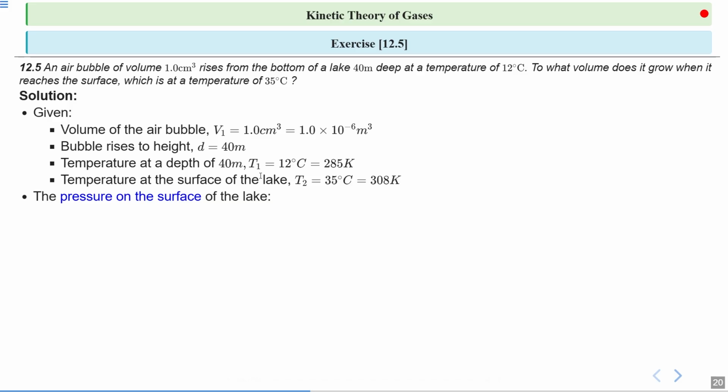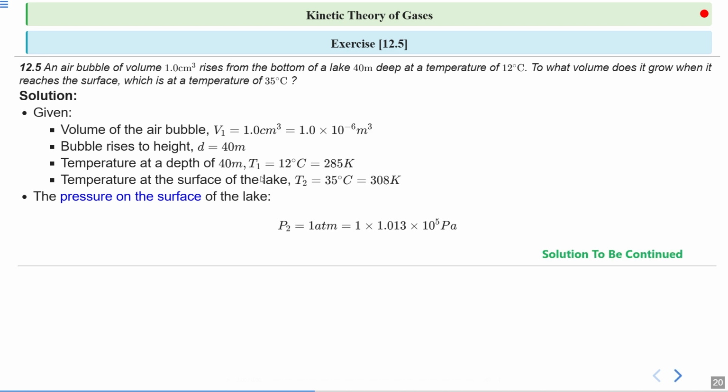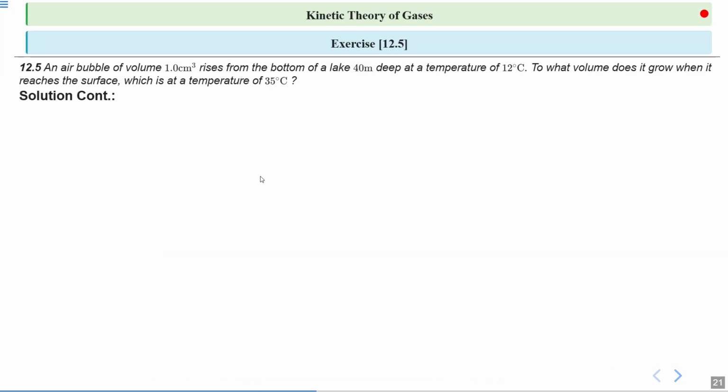Now let's consider the pressure at the surface of the lake. It's given as 1 atm, which we convert to pascals for our calculations. This is the standard atmospheric pressure. So P2 is equal to 1 atm, or we can say 1.013 into 10 raised to the power 5 Pascal. Now the pressure at the depth of 40 meter, P1, is equal to 1 atm plus d rho g. Here P1 represents the total pressure at the depth.